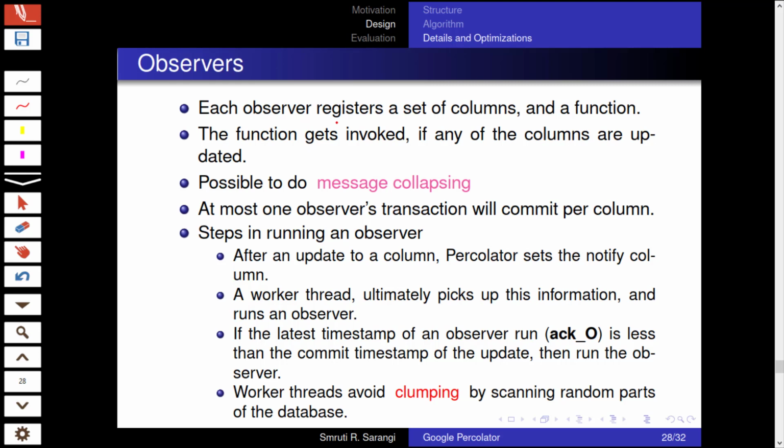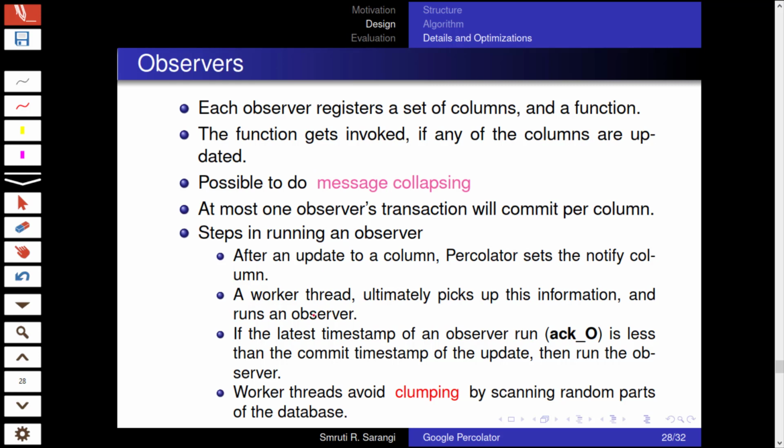So this is pretty much what is being shown on the slide. Each observer registers a set of columns and a function. The function gets invoked if any of the columns get updated. So here we can collapse messages, just to reduce the amount of work. We need not do it for a single change, but for a set of changes we can run the observer once. And for each commit per column, we'll just run one observer transaction.